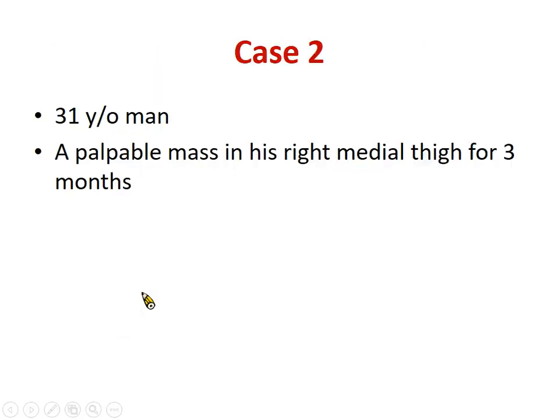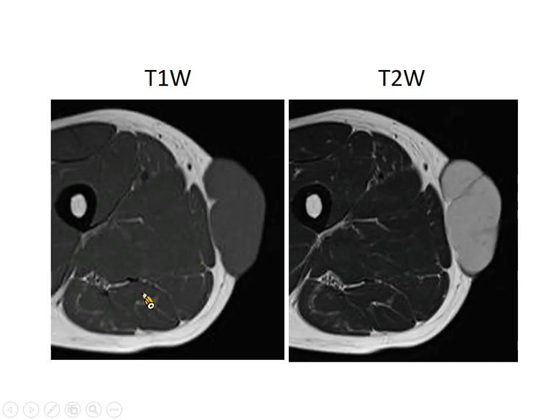Okay, let's go to the second case. A 31-year-old man with a palpable mass in his right medial thigh for 3 months. On T1 and T2, first of all, we should identify whether it comes from the muscle, the subcutaneous region, or the epidermis or dermis.